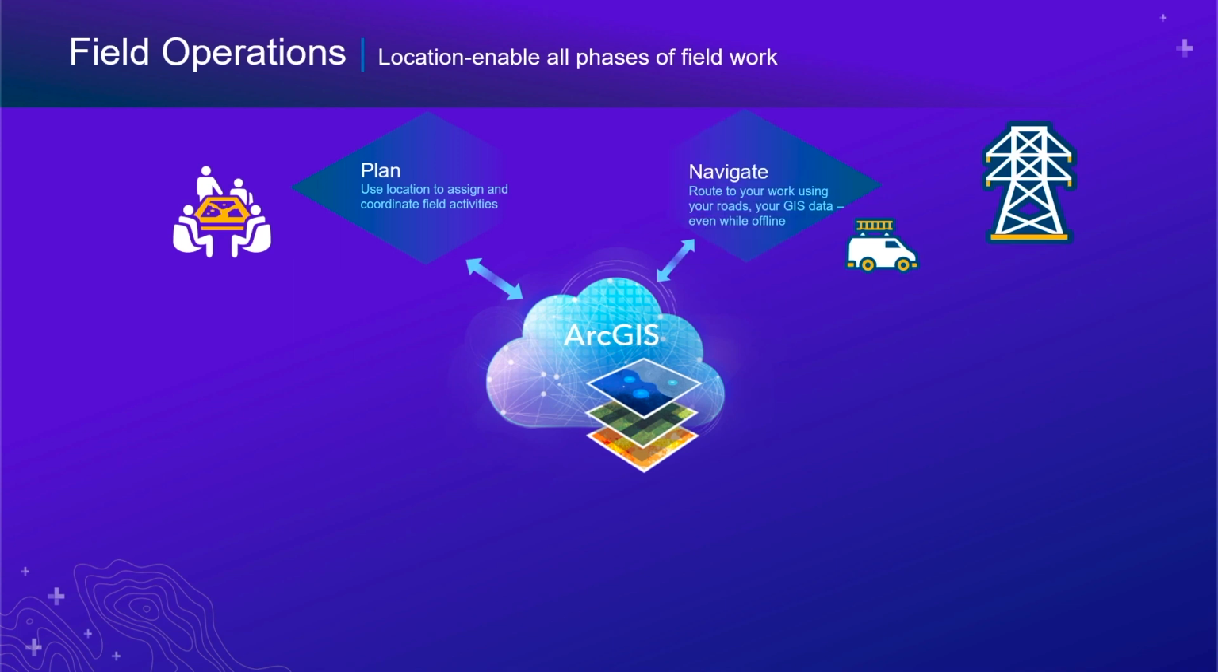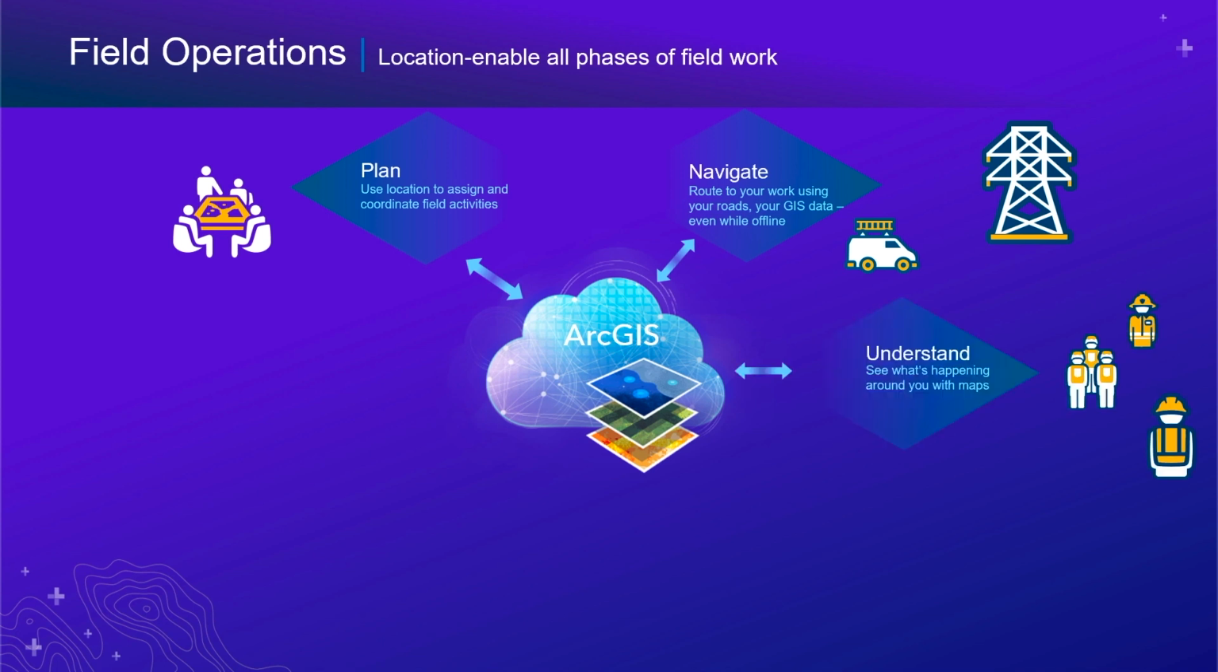The next phase, once you've planned your work, is navigating out to where those work items are. So getting turn-by-turn voice-guided routes optimized to take the best routes at the best times. That's really what we're going to be focusing on today. And so that is the Navigator app. And so we'll be talking about that a lot more over the next few minutes.